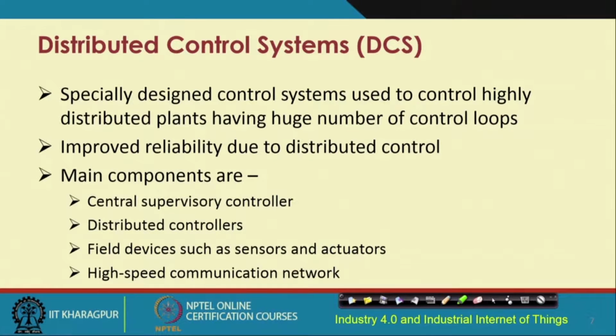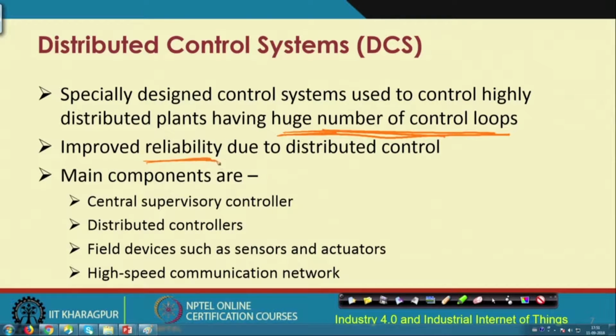Distributed control systems are specially designed control systems that are used to control highly distributed plants having a large number of control loops. A large number of control loops is basically the characteristic of the use of DCS, and DCS basically provides increased reliability because there is distributed control.